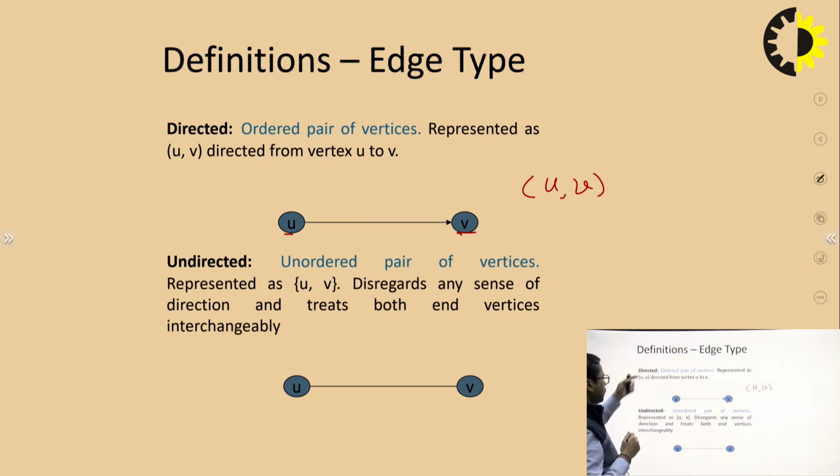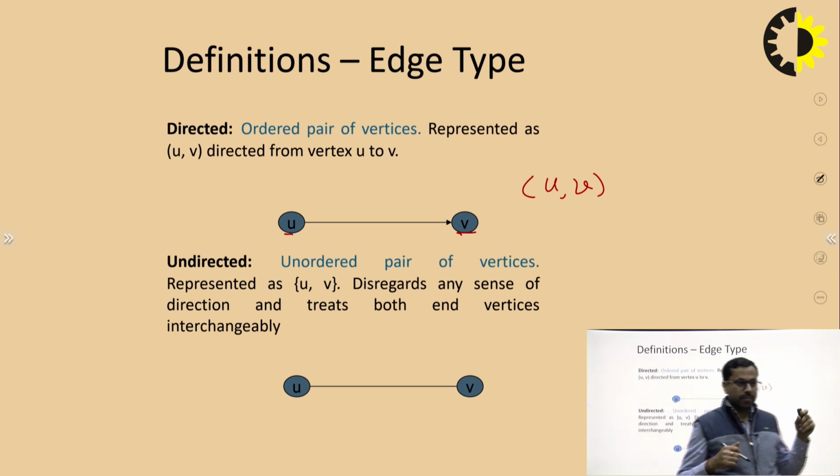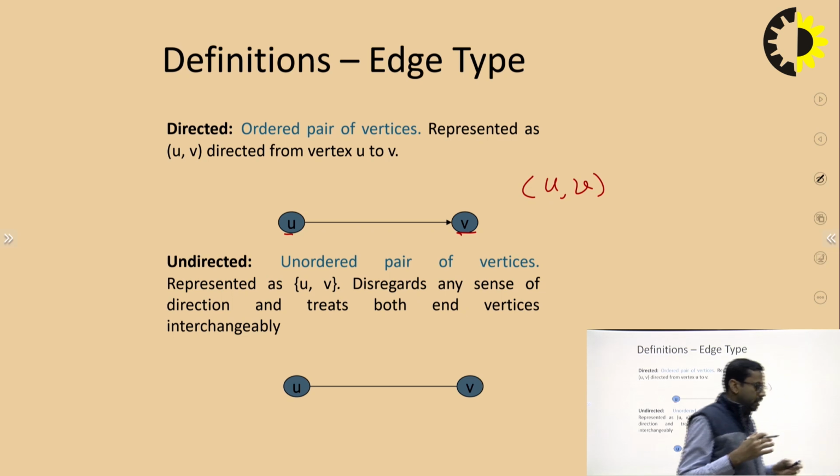The basic difference between a directed and an undirected graph is that in a directed graph a direction is mentioned between two different vertices, but in an undirected graph no direction is mentioned.